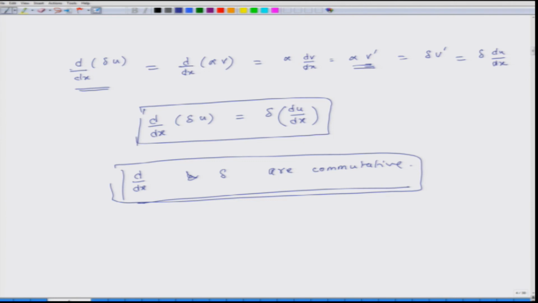So, this completes our discussion on variations, and starting tomorrow we will start discussing weighted integral, weak formulations and all the stuff related to this broad theme of topic. Thank you very much.